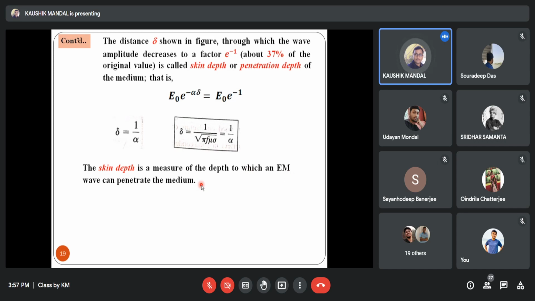Now, is there any doubt regarding the skin depth or the wave propagation in the good conductor? No, sir.